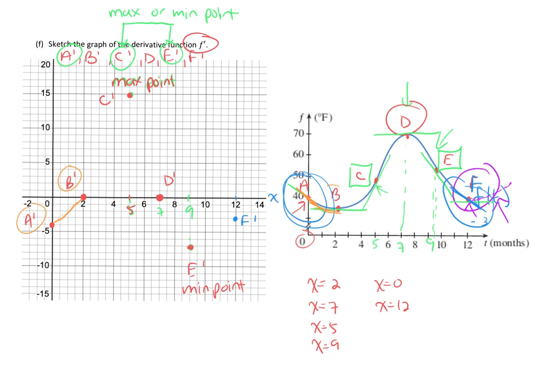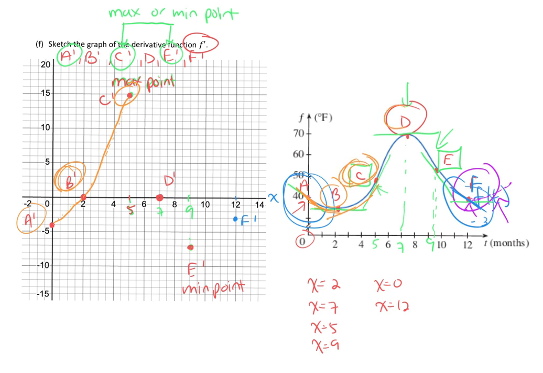So from A to B, it's going to look like that. And then let's take a look at point B to point C. Here the function is increasing at an increasing rate, so its derivative is going to be positive. All the points between B and C are going to be positive, and they're going to be increasing because the slope is increasing at an increasing rate. So I would connect it like this. It'll look something like this, okay? And because I know that I have a maximum point at C prime, I know that it is increasing like that.